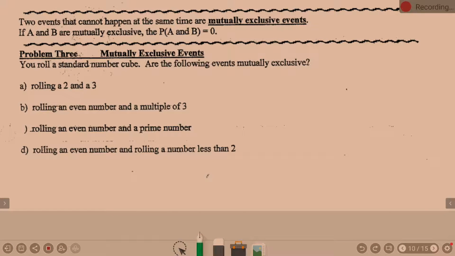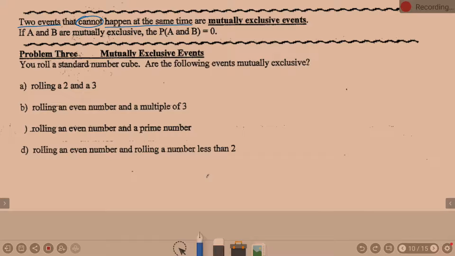Bottom of that front page, we get to talk about mutually exclusive events. Mutually exclusive events are two events that cannot happen at the same time. If two things are mutually exclusive, they cannot happen at the same time. It does mention if A and B are mutually exclusive, then the probability of A and B is 0. That would be A and B happening at the same time. That is 0.